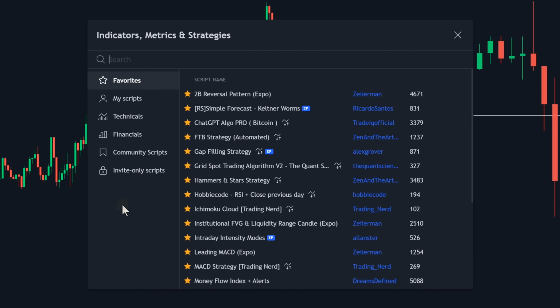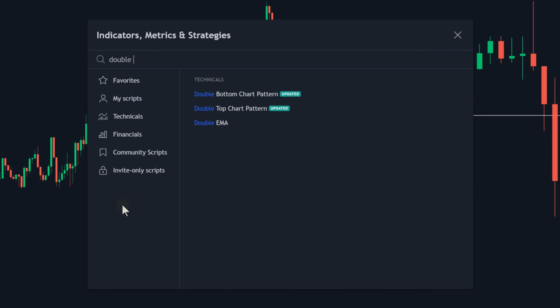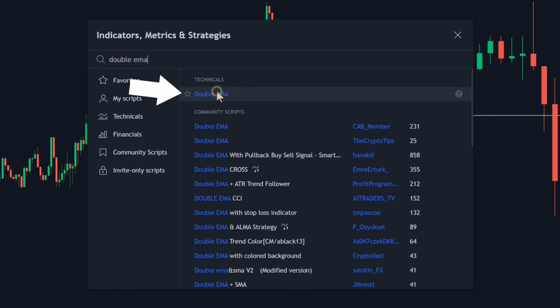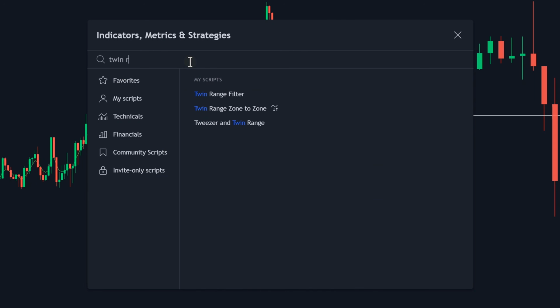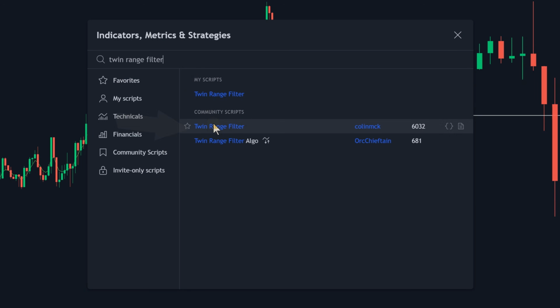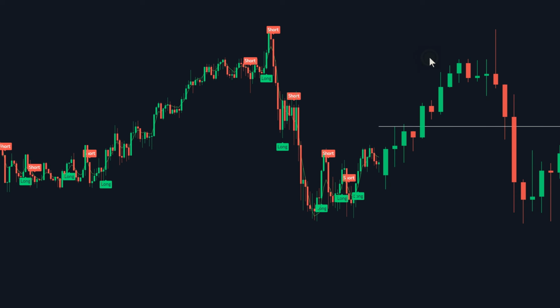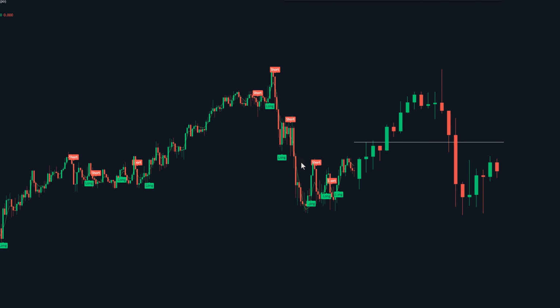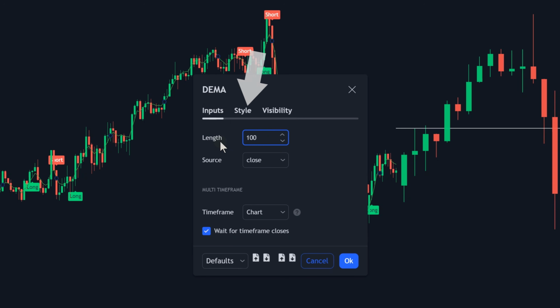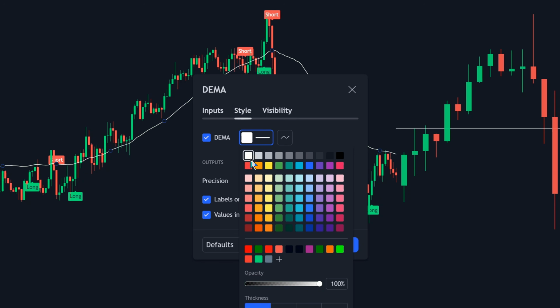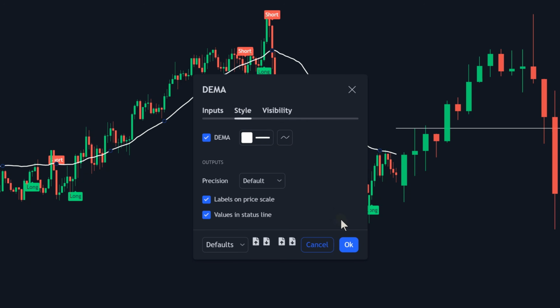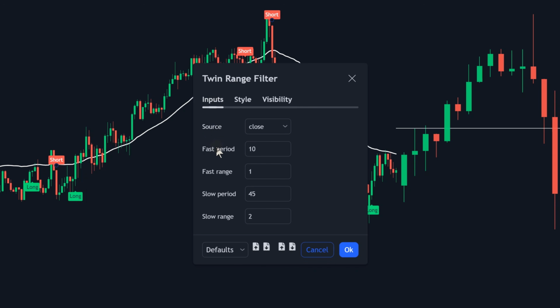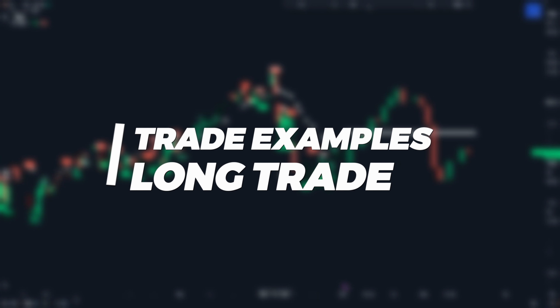Now let's add the extra 2 indicators to the chart and finalize our trading strategy. The trend filter moving average is called double EMA, this one right here. The buy-sell indicator is called twin range filter, this one by Colin MCK. Double-click on the DEMA and change the length to 100. On the Style tab, change the color to whatever you want. For me, I'm gonna go with white. For the Twin Range filter, you wanna change the fast range to 1 and the slow range to 1. After that, click OK.